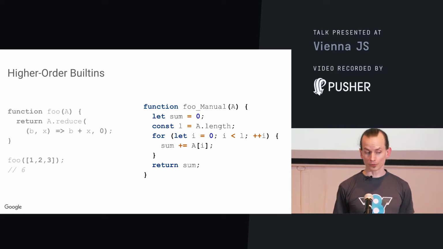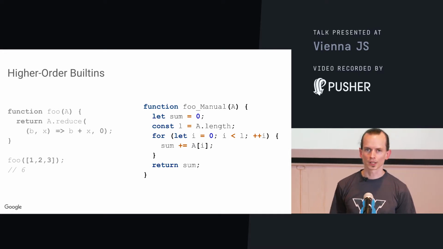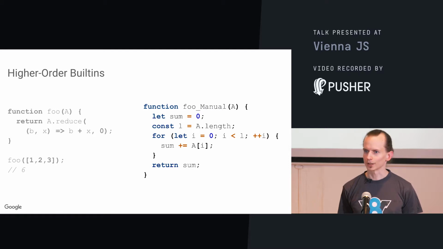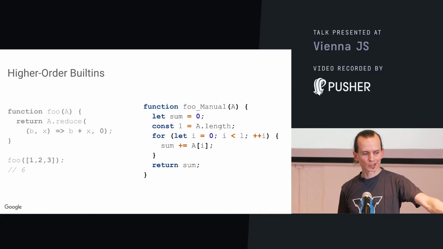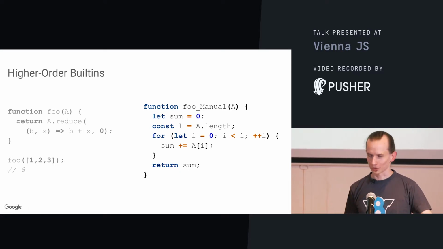If you were to manually optimize this function, you would write something like this: a manual for loop with an index. You would iterate over it, and you would also have some accumulator called sum in this case. So that's basically if you were to manually optimize it. Now the question is, can Turbofan actually reduce the left-hand side down to this? The next few slides are to convince you that it actually can, I think.